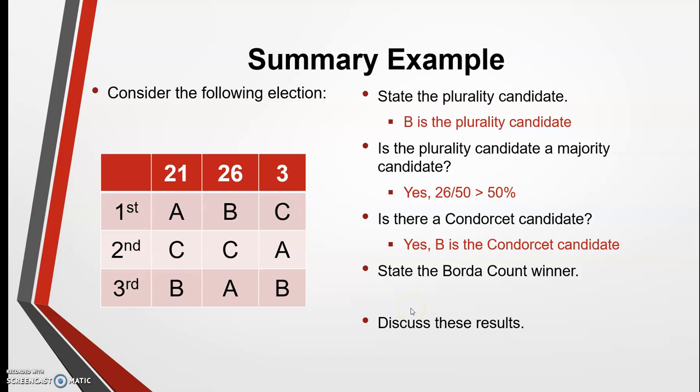So now that you've had a couple minutes to look those over, the Borda count winner in this case is going to be C. And again, if you came up with something different, go back and look to see if you can determine where you went wrong. And if not, then please reach out to me and send me your calculations, and I can help you figure out where you're going wrong.